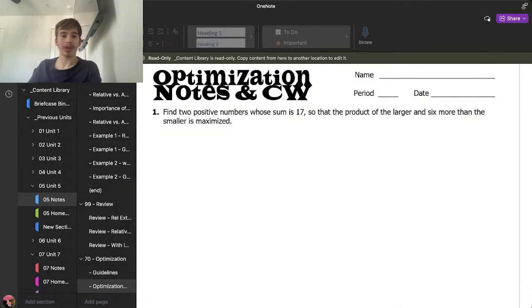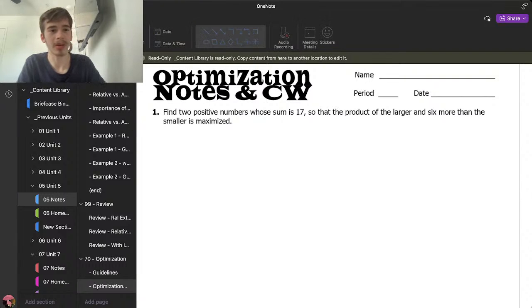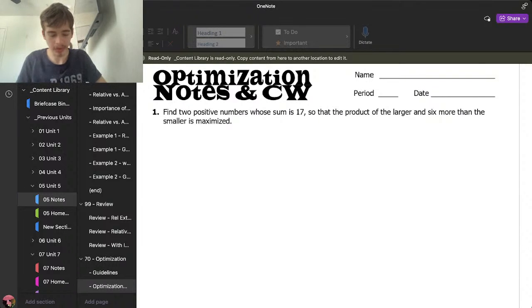Find two positive numbers whose sum is 17, so that the product of the larger and 6 more than the smaller is maximized. Can I draw? I don't think I can draw, because it's a content library. But, okay, how you would approach this is, maybe I should type it in the chat.